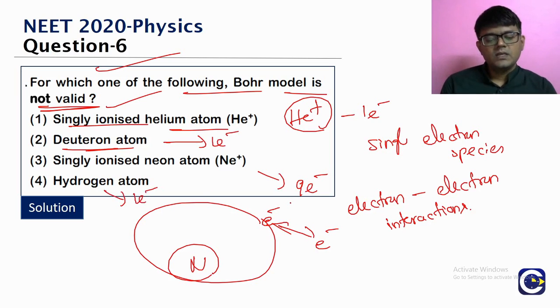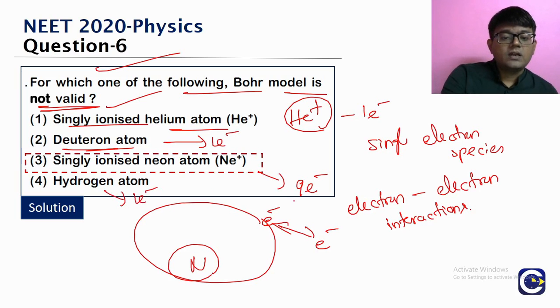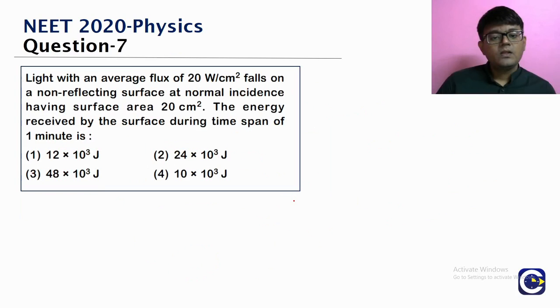So for which of them will we not be able to apply the Bohr's model? It is singly ionized neon. Why? Because it is not a single electron species. Bohr's model is valid for single electron species. Okay.